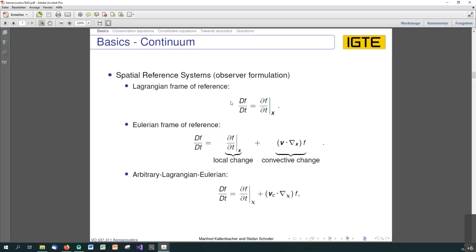Yes. Okay. So you can, for instance, when you have an acoustic emitter and you have some receiver, and if the emitter or the receiver is traveling with respect to the other one, then you have this Doppler shift.